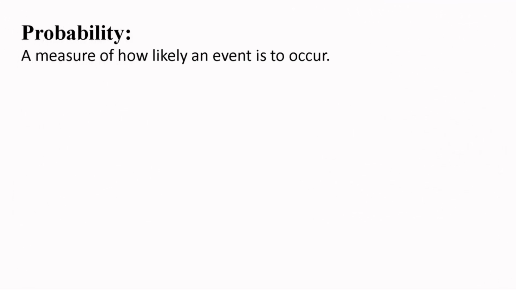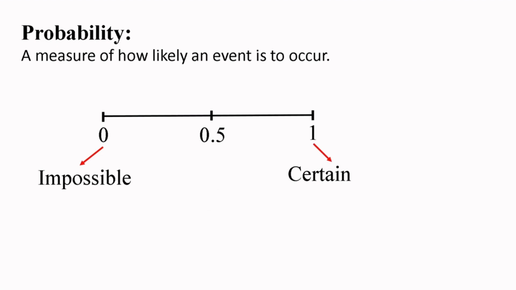The first definition that we have here is probability. Actually, it's a value that shows the possibility of an event to happen. It's going to be a number between 0 and 1. When the probability is 0, it means it is impossible. When it is 1, it means it is definitely going to happen.